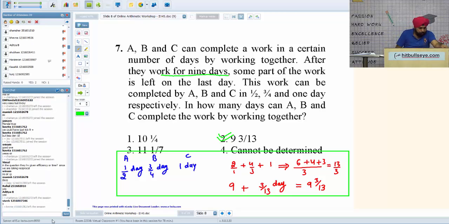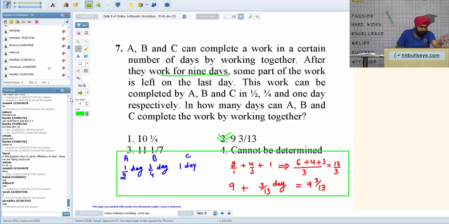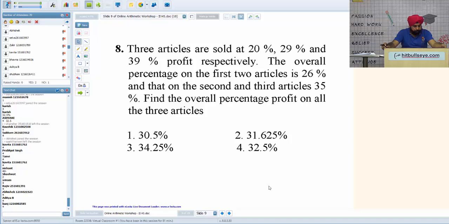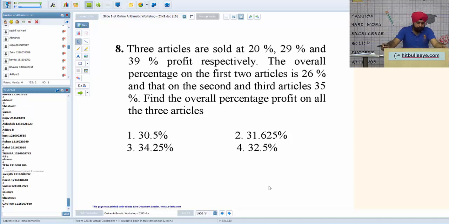Now we did a question, students, on that allegation approach. Some of you asked to repeat it. We have one more question of the same type coming next. So just try to read and answer this question. A good question, students. Answer it. So most of you are giving the answer to be 32.5%, the fourth option. Okay, shall we discuss it, students?